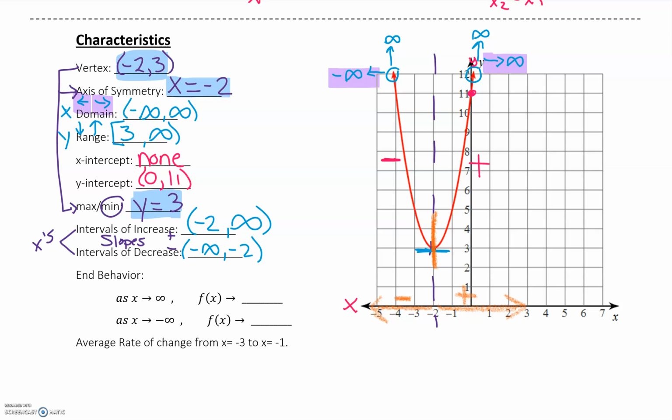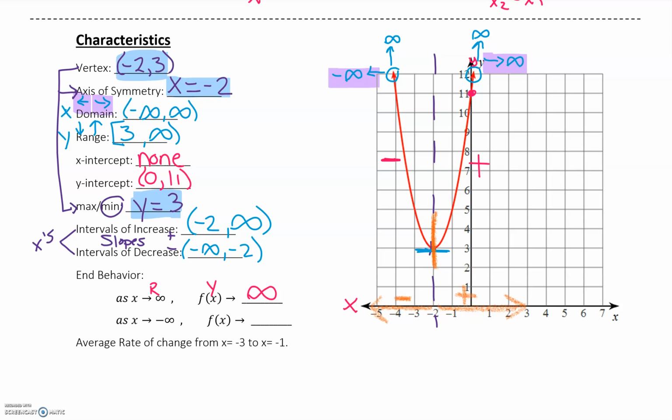Okay? Now let's talk about the end behaviors. So remember, as x approaches infinity, that means as we look to the right of the graph, f of x, or my y values, are going to do what? Well, look to the right. As we look to the right of the graph, it's going up forever. So these y values are going to approach infinity.